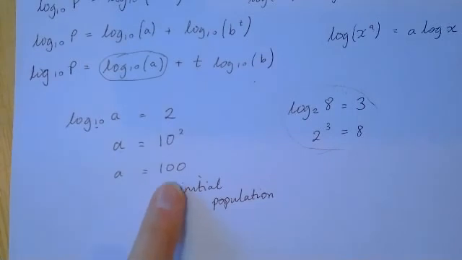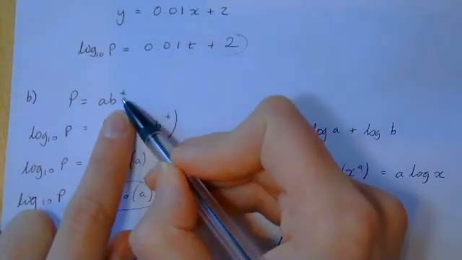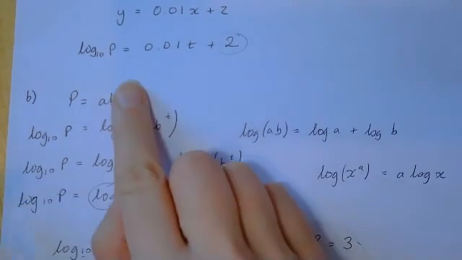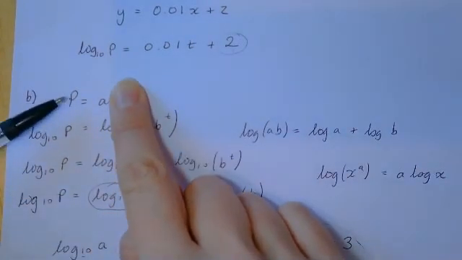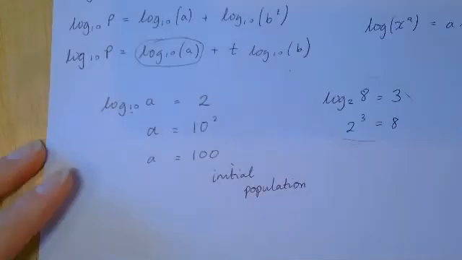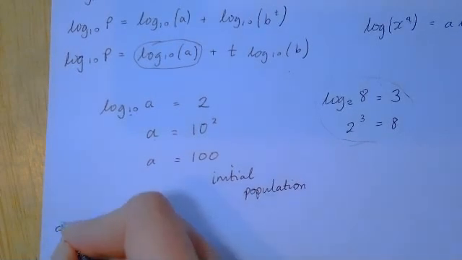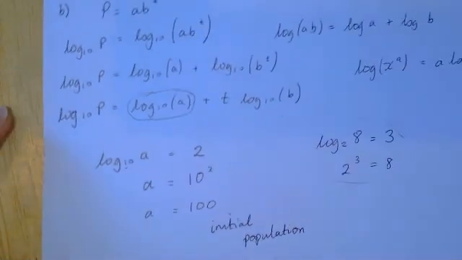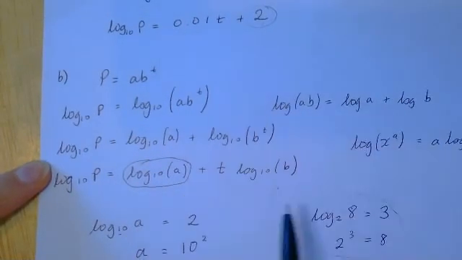Our line crossed at 2, so there weren't 2 at the start. 2 was the number we've got in this logarithmic model. At the start, there must have been 100. Now, initially t will be 0, and anything to the power 0 is 1. So when t equals 0, I get that p equals a. That's another way of thinking about the fact that this number relates to my initial population.